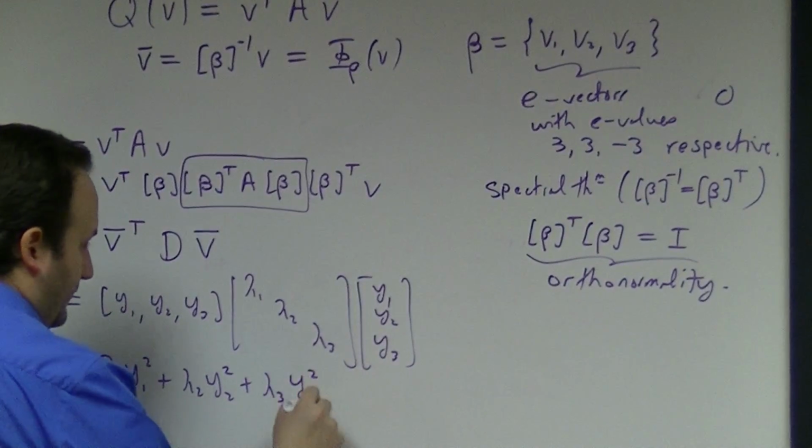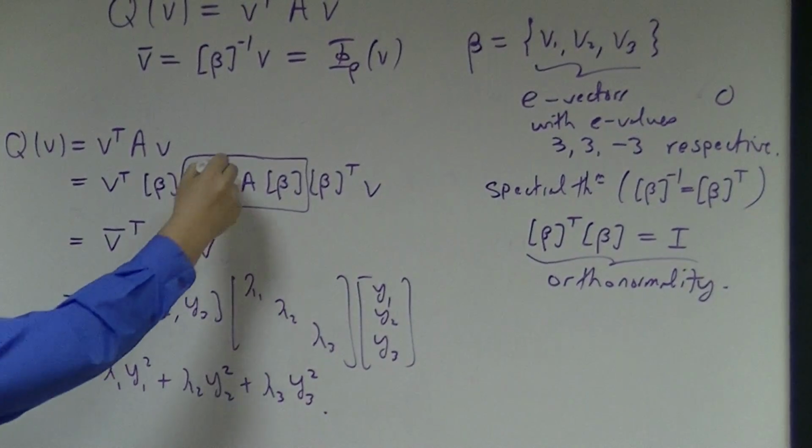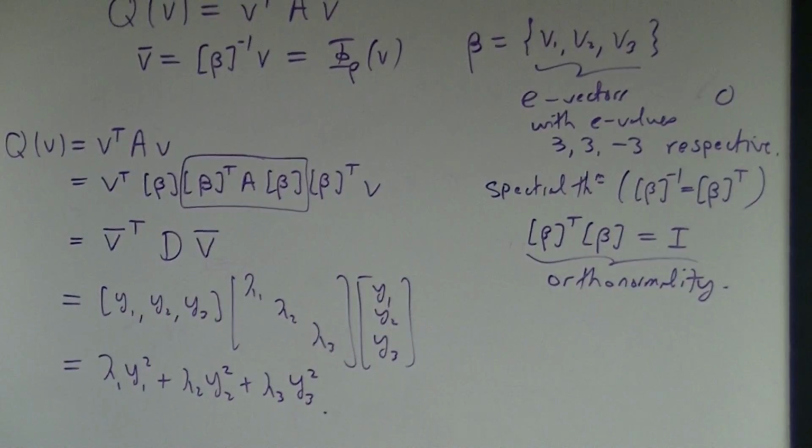When you work it out, multiply this out. Now, if you don't believe me that this matrix is the diagonal with the eigenvalues, I can go into detail there too. Like, what is beta transpose A beta? It's nothing more than beta transpose times, well, A V1, A V2, A V3. What are those?